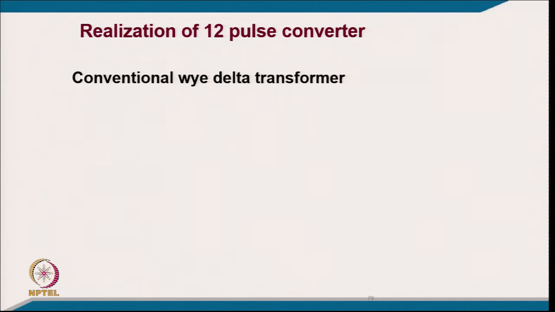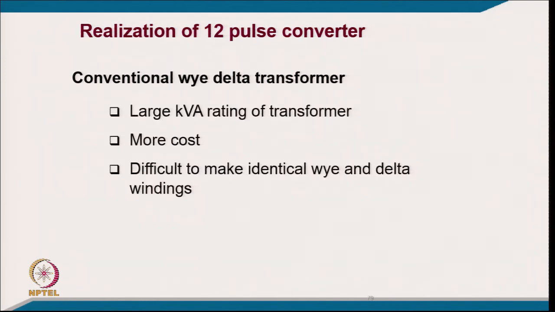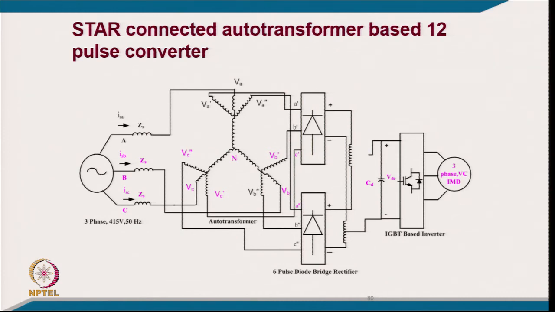So, considering the realization of 12 pulse converter, first we have a conventional star delta transformer which requires a large kVA rating and more cost and is difficult to make identical star and delta winding, and this is typically what you can call the star connected auto transformer based configuration.